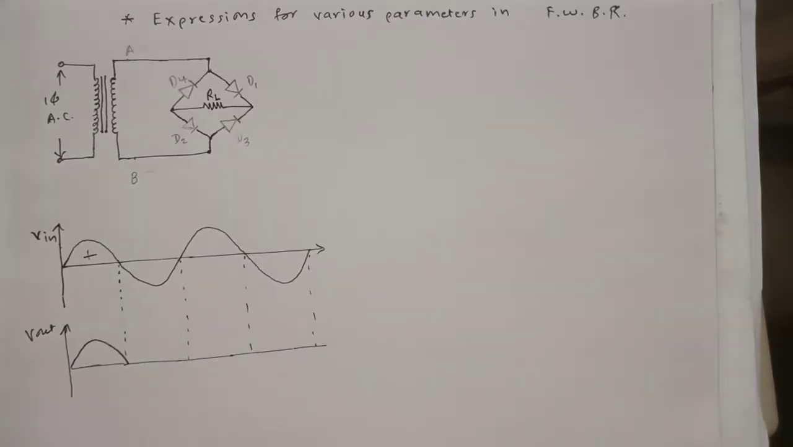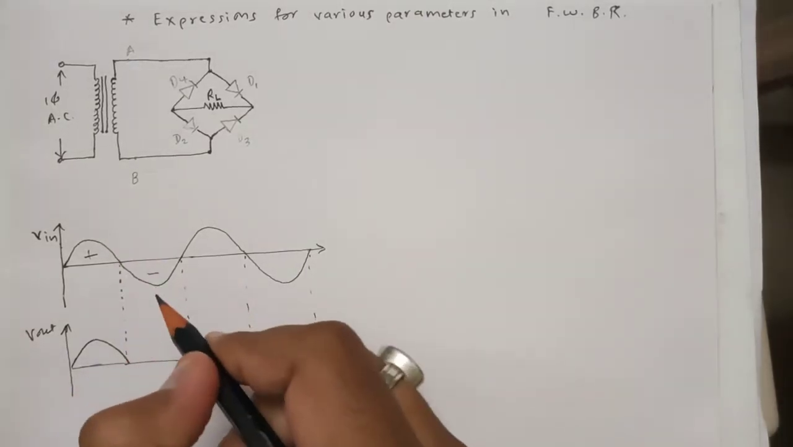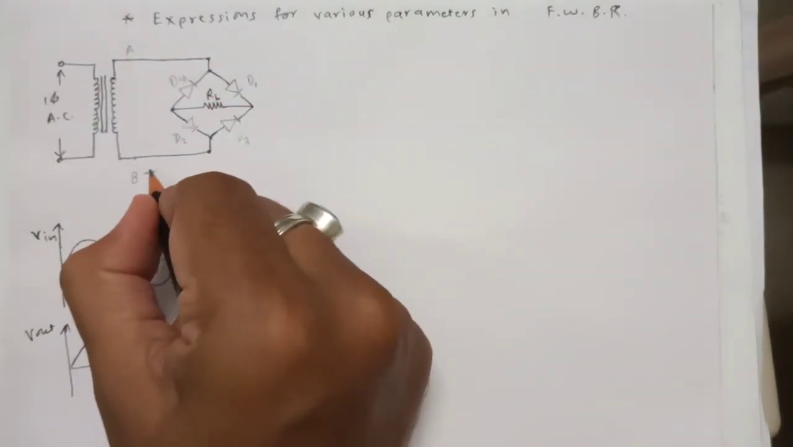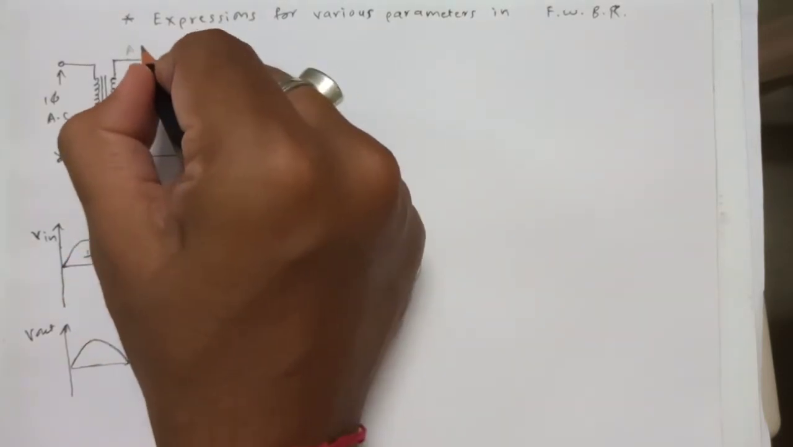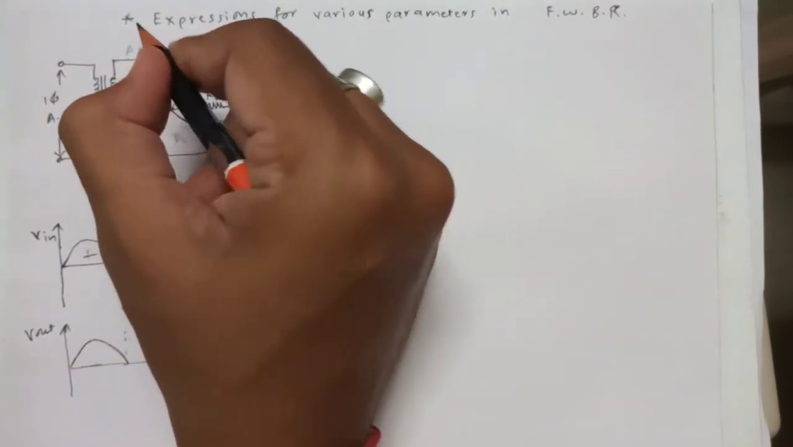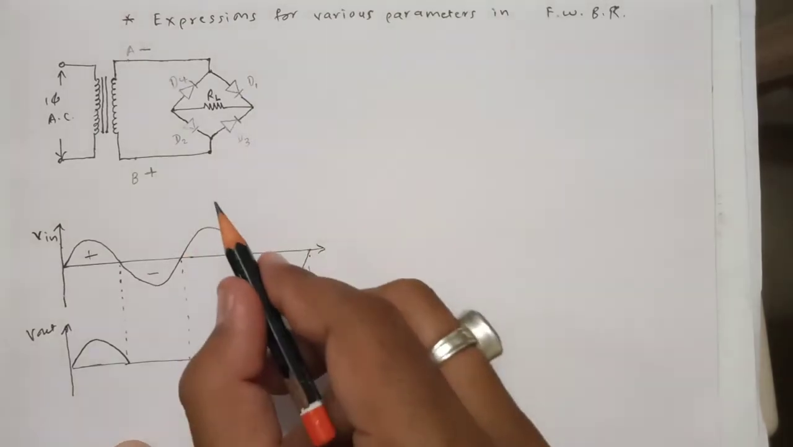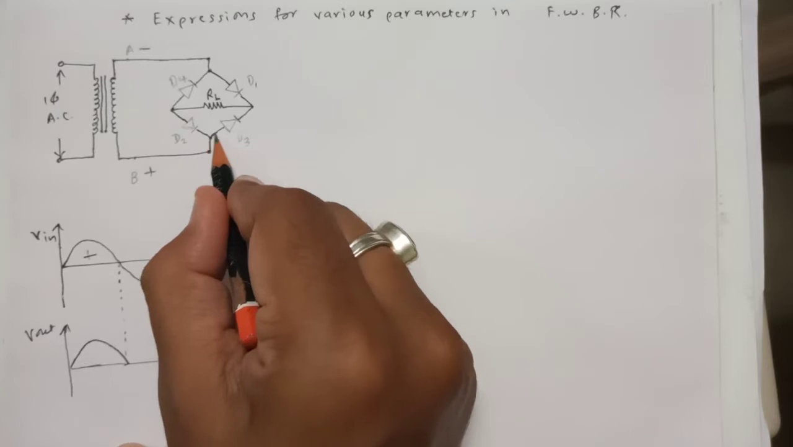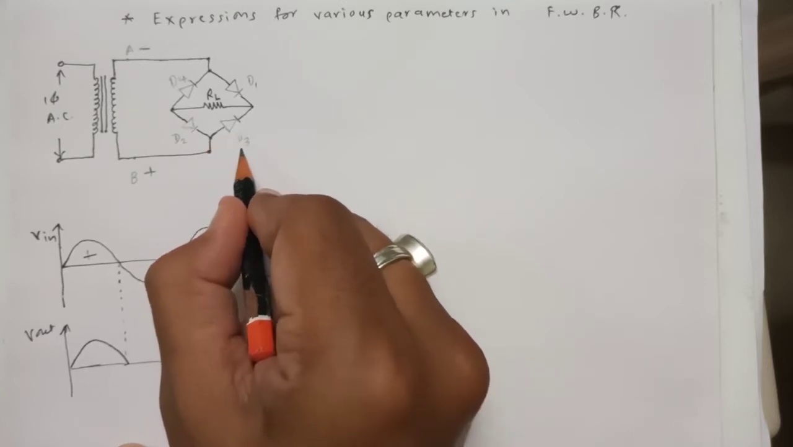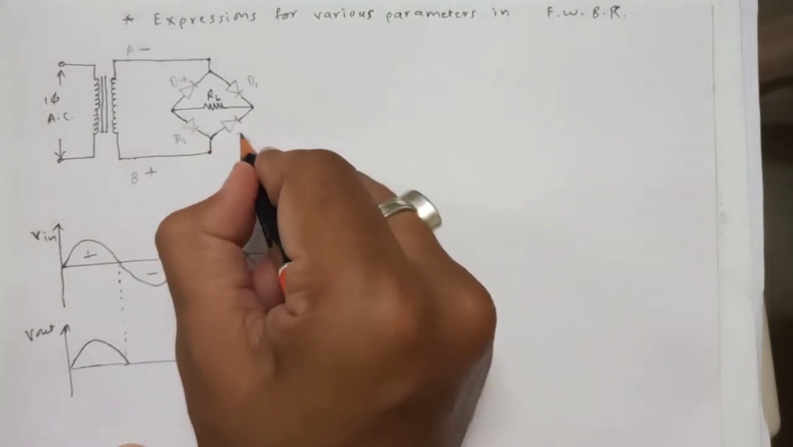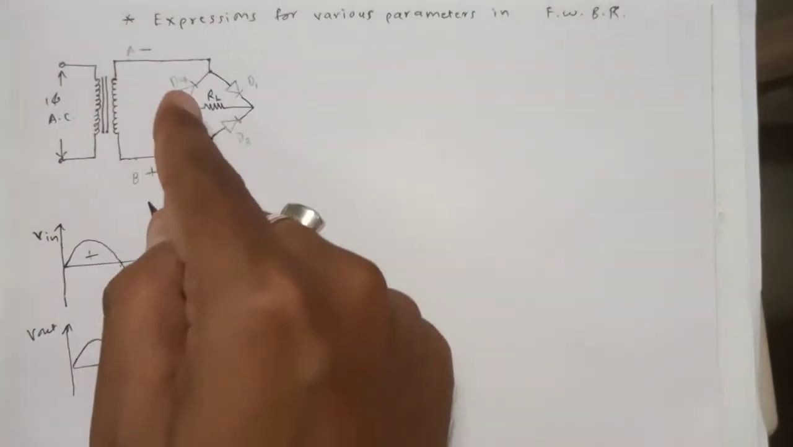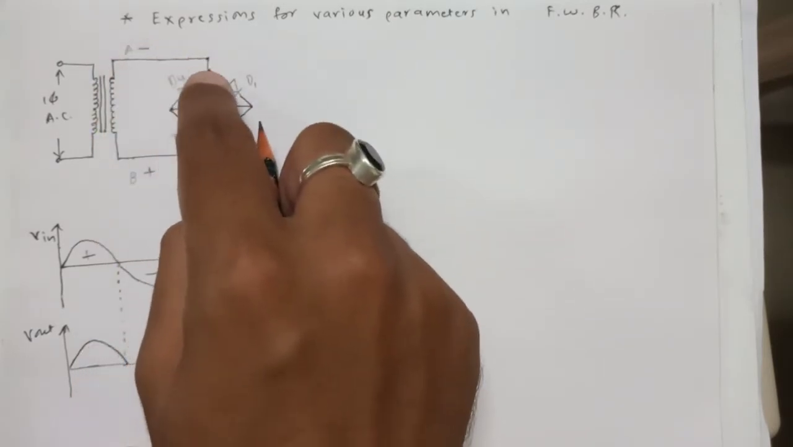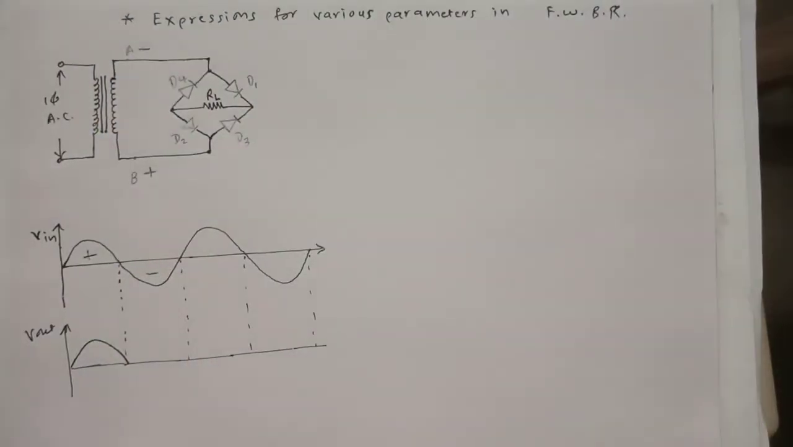Now, during the negative half cycle, what will happen? Point B, which was previously negative, will now become positive, and point A, which was previously positive, will now become negative. With this connectivity, the positive end is connected here, which makes diode D3 forward biased, while diode D4 is also forward biased. Its cathode is connected to the negative end of the supply.